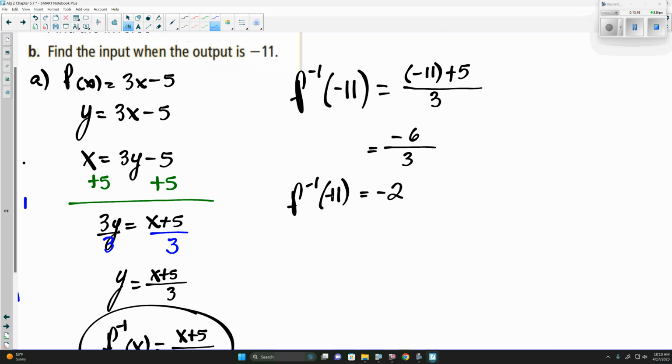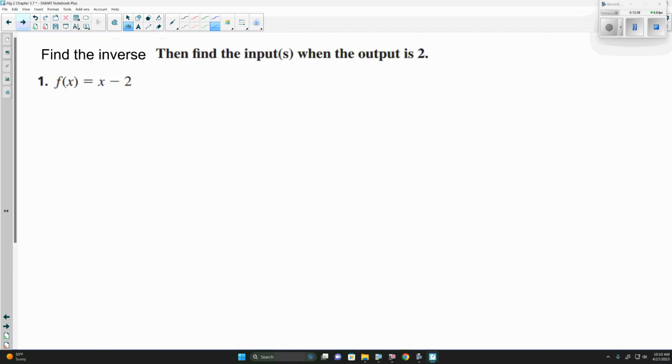We feel pretty good with finding inverse. We're ready for the next one. Find the inverse of this here. We're not going to worry so much about the output. We're just going to find the inverse. So we're told f of x is equal to x minus 2. So the first thing we need to do is replace f of x with y. Y is equal to x minus 2.